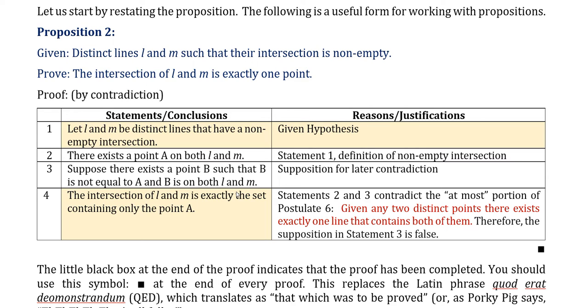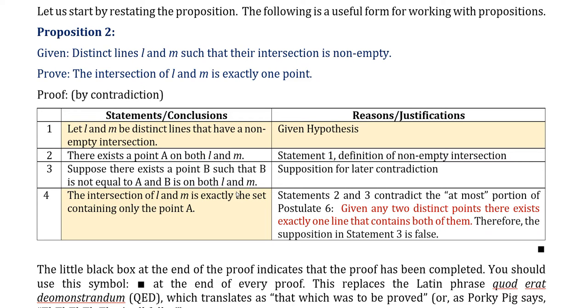The first statement will be the hypothesis. Let L and M be distinct lines that have a non-empty intersection. That's the given hypothesis, and that's the reason for that statement. The last statement will be the conclusion of what we're trying to prove. The intersection of L and M is exactly the set containing only the point A.